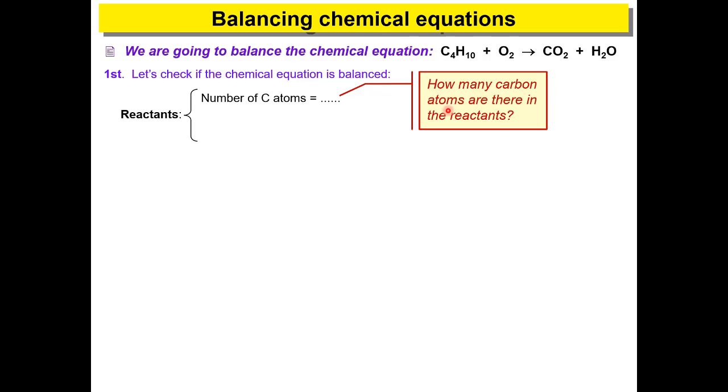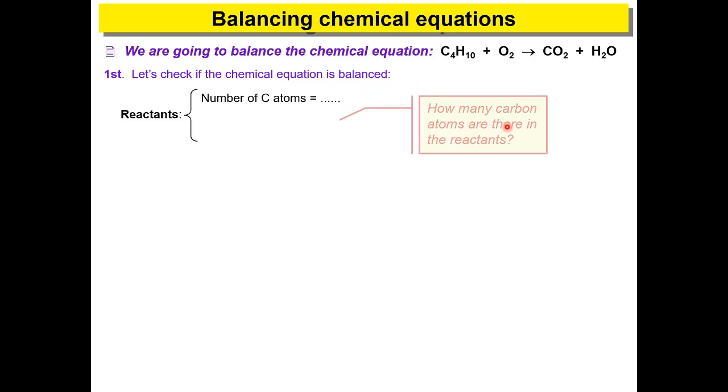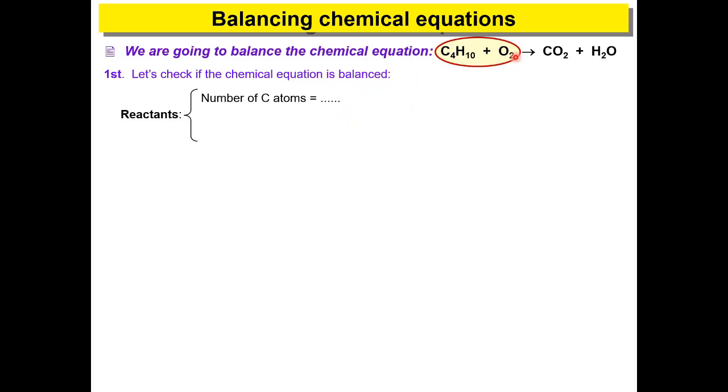How many carbon atoms are there in the reactants? The reactants are here. They are butane and oxygen. The number of carbon atoms is 4 in the reactants. Try to fill in the rest of the gaps.